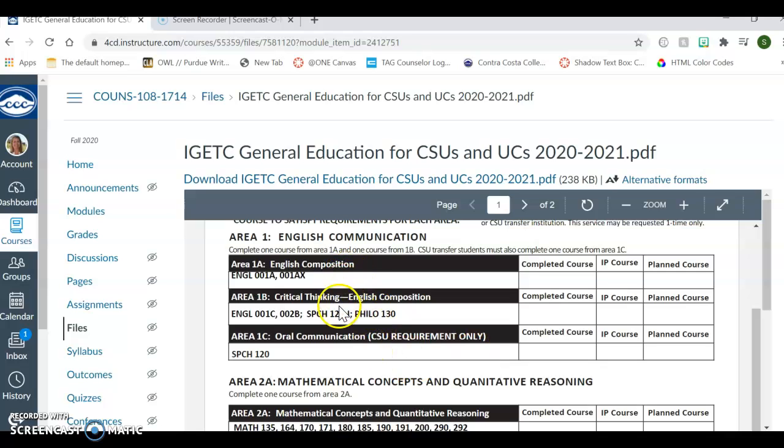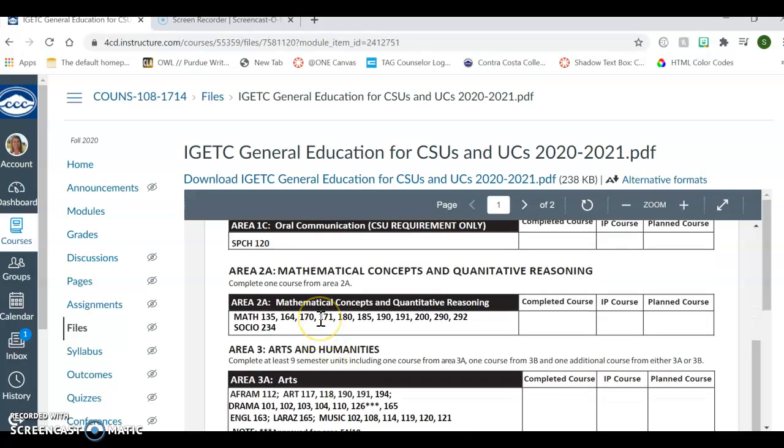There are 3 courses required to meet the English communication, the English 1A or 1AX, critical thinking, of which you have a few options here, and then oral communication is here, but notice there's only Speech 120. And this is only a CSU requirement. So if you are applying to both CSUs and UCs, you really want to take Speech 120 if you're following IGETC.